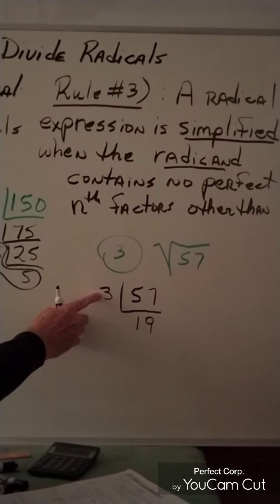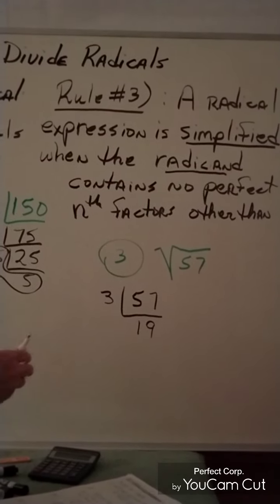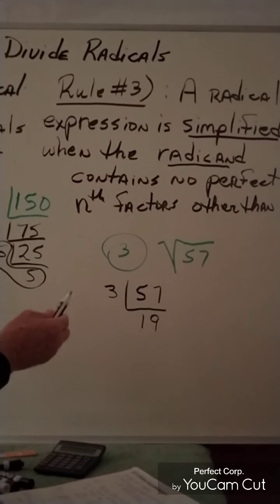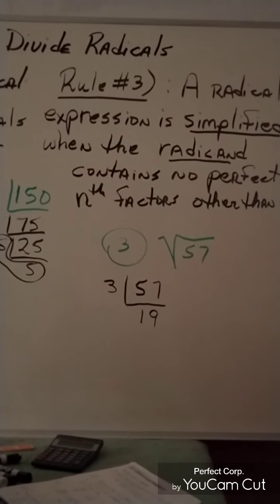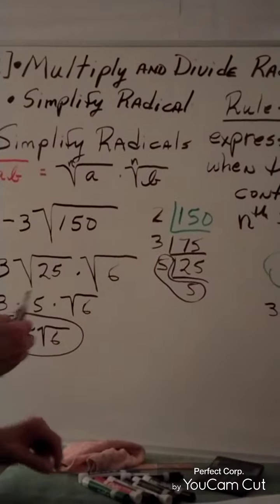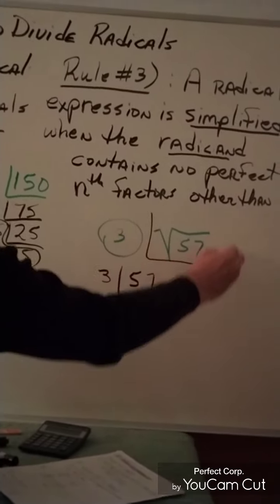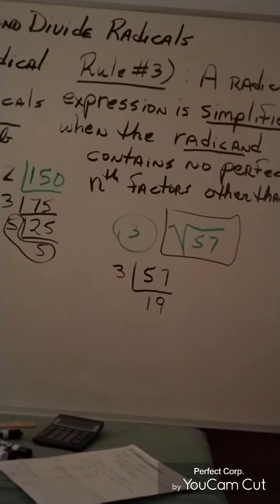You don't have 2 of a kind of the 3. You don't have 2 of a kind of the 19. The radical of 57 is already in simplified radical form. Can't bust it down. Can't do this. It doesn't contain any perfect square factors. So you would just leave your answer as the radical of 57 and it would be done.